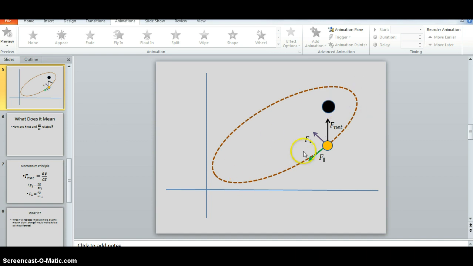At any given moment, the F net points towards the black hole. F perpendicular is perpendicular to the motion, and F parallel is in the direction that the star is moving, in the same direction as the motion.